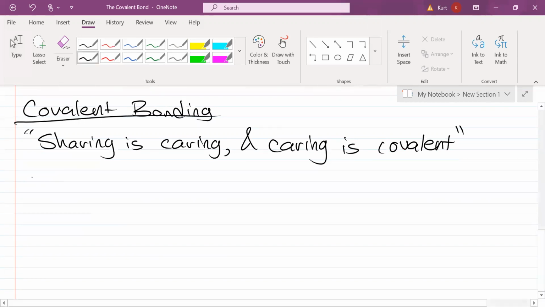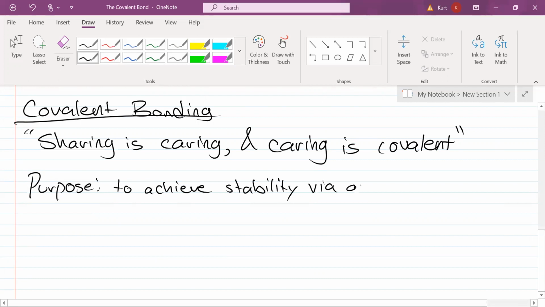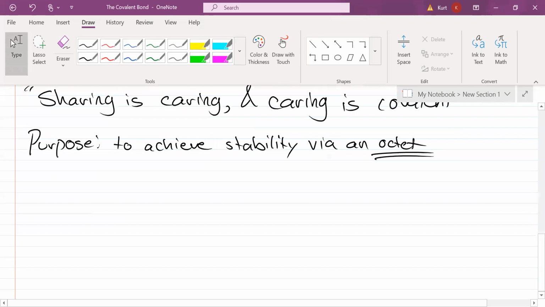So you still have the common purpose, which is to achieve stability via an octet. You're trying to still get 8 valence electrons, but we're not going to be stealing, we're going to be sharing.